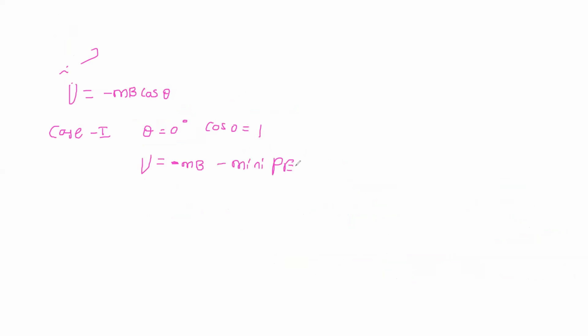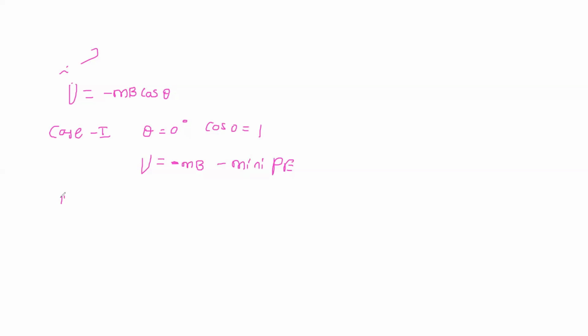So here the expression for the potential energy, we have written it as what? U is equal to minus mB cos theta. So what are we learning here: when this potential energy will be maximum and minimum. So case 1, when you consider theta is equal to 0 degree, cos 0 will be 1. Therefore, U is equal to minus mB, which means that it is the minimum potential energy.